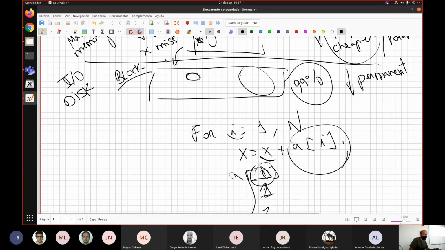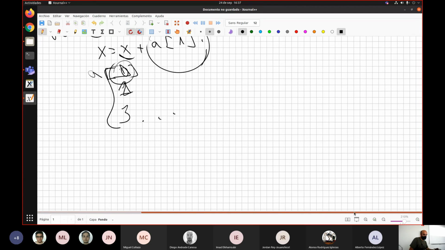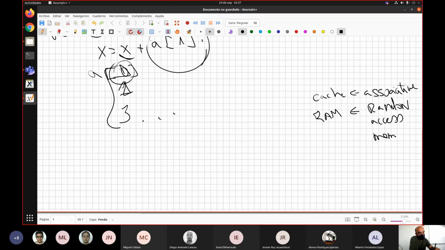Is that the cache memory is a type of memory which is associative, while the RAM memory is a type of memory that is called random access memory. Do you know the difference between these two types of memory? Anybody? No, between the idea of an associative memory and a random access memory.